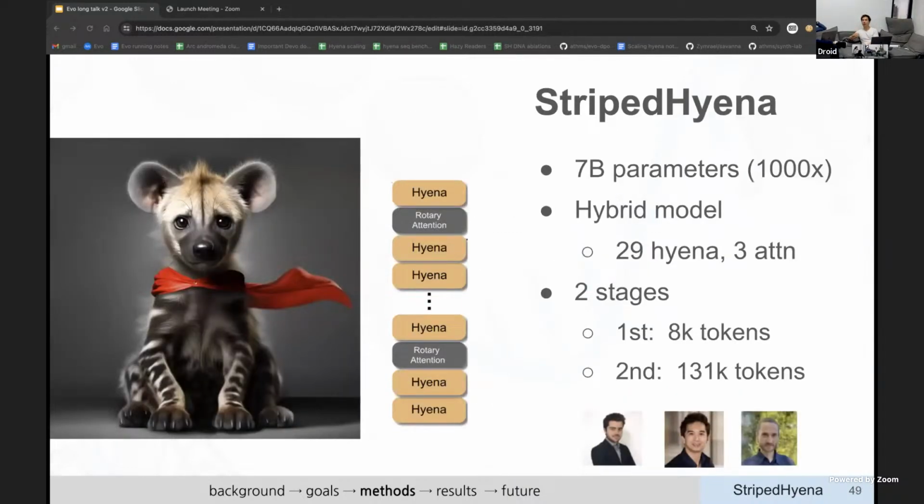And then more so I'll talk about the model and architecture that we use for the Evo project itself. The first iteration was Hyena DNA, and we're using a somewhat upgraded version for this project based on the StripedHyena architecture, which is a hybrid model. So it's using Hyena layers plus a few layers of attention. It is a much larger model. It's 7 billion parameters, which is about 1,000 times bigger than the Hyena DNA model. And then we have staged training for more efficient context length extension. In the first stage we train at a short length of 8,000 tokens, and in the second stage we extend it to 131,000 token context.